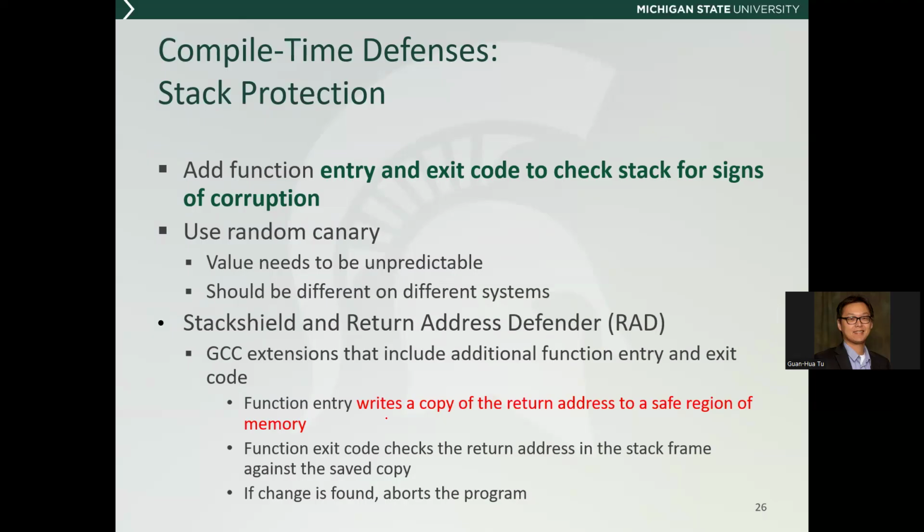Once this function returns, we check if the return address is different from the copy we saved in the separate region. If they are different, we will terminate and abort this program. So basically, that is how we do stack protection at compile time. We can also use a random canary.